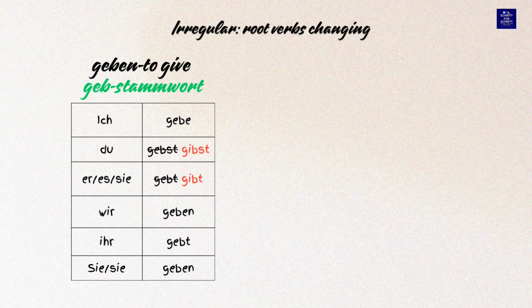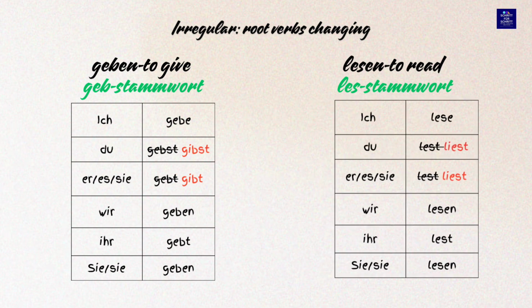Now, let's see the conjugation for lesen. So, les is the Stammwort or the root word here. So, ich lese, but with du, it will be liest. So, E will change to IE. And similarly, er will also be liest. So, here also E is changing to IE. Then, wir lesen, ihr lest und sie lesen. These will be as per the regular conjugation.